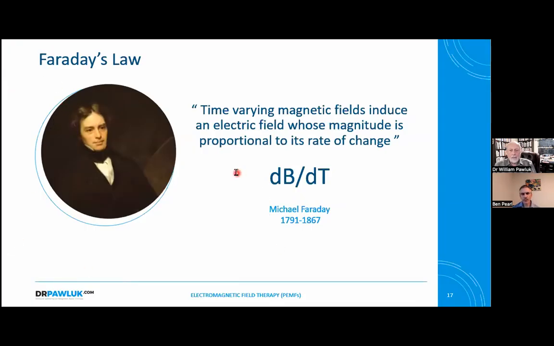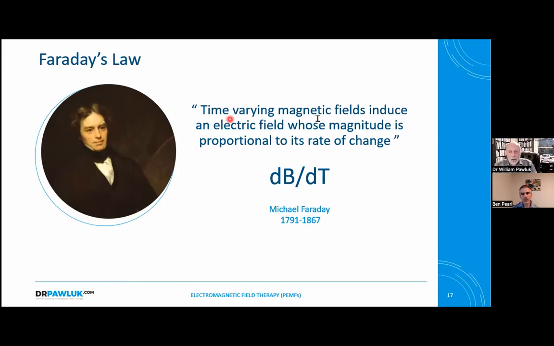A time varying magnetic field, in other words, a magnetic field that's pulsing, moving in and out, active, as opposed to a magnet, like a fridge magnet, which is static. That's not a time varying field, that's a static magnetic field. A time varying magnetic field induces an electrical field in the body, in the tissues, whose magnitude, in other words, the amount of charge production, is proportional to its rate of change.